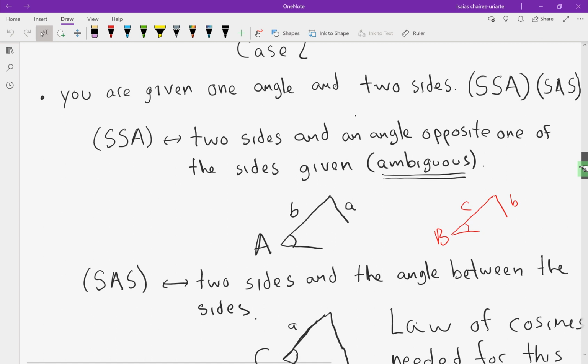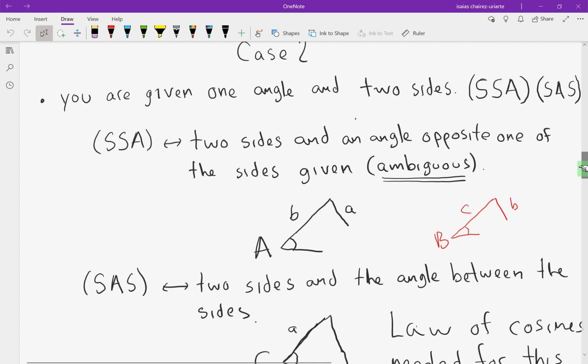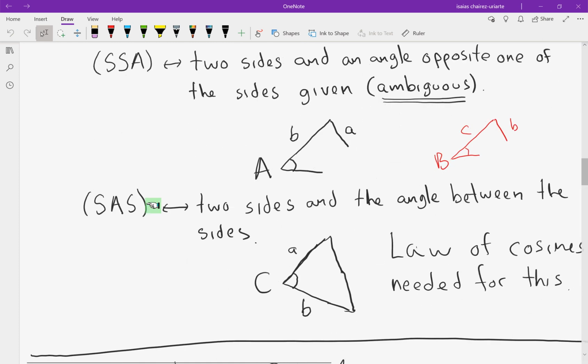All right, within this case, remember that what we're given is two sides and an angle. SSA meant that the angle was opposite one of the sides. Now we have this other situation, SAS. This is a situation in which two sides are given and an angle is given, but the angle is between the sides that were given. Here the picture looks a little bit different. You have side length A, side length B, and you were given the angle right between those two sides.